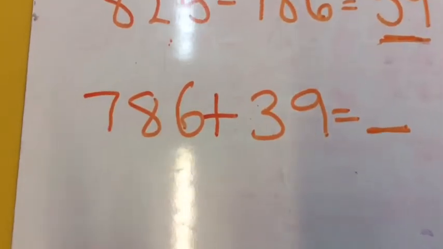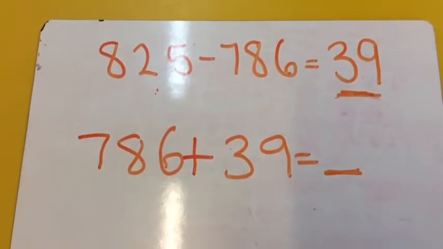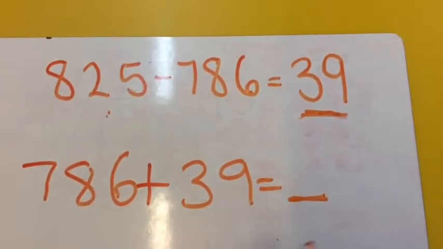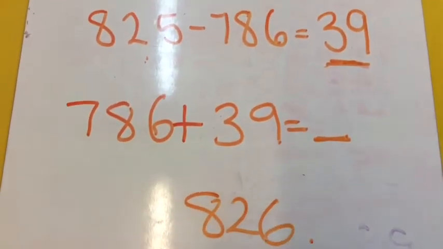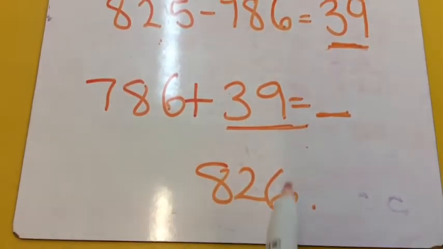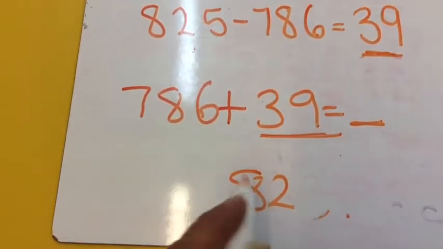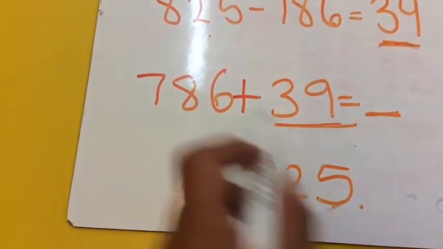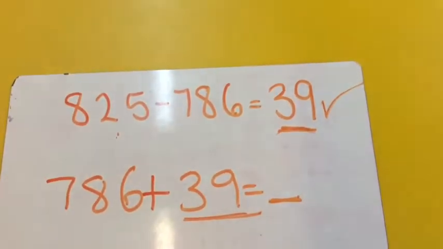Can you think of a cheeky, sneaky way to do this? I would add 40, and that would give me 826. But then you need to adjust, because you should have only added 39. You've added one too many, so take one away from here, and it gives you 825, the same as here. So that must be right.